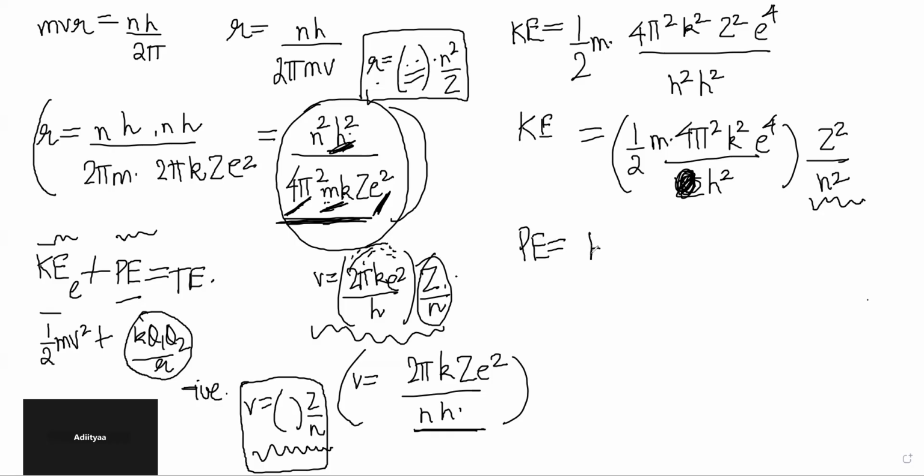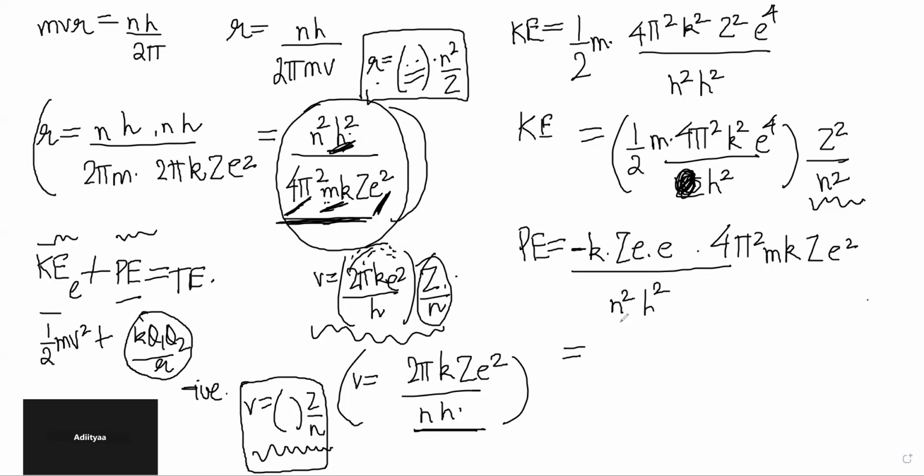That would be K Q1 Q2. Q1 is Ze, Q2 is e, right? With a negative sign, correct? By R square. But R square is this expression. If you square it, it will become n power 4, h power 4... no, I'm making a mistake. It is not R square. It's K Q1 Q2 by R, right? It's only by R. So it will be just n square h square, and on top you'll get 4 pi square m k Z e square, right?